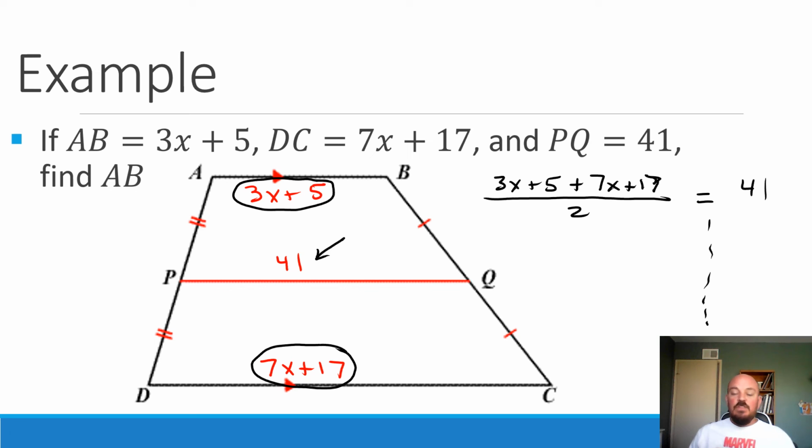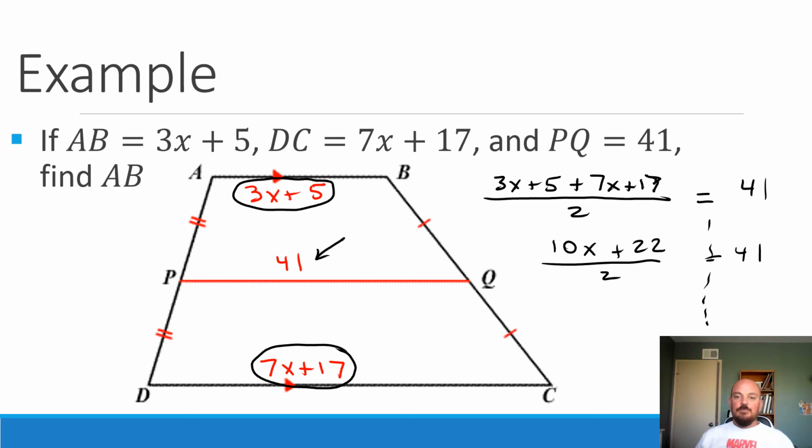Now, when I go to solve this one, let's combine like terms on that fraction part. I have 3x plus 7x would be 10x. I also have 5 plus 17, which would be 22. Now you have two choices here. Number one, I could do the same thing I did on the last question, and I could multiply both sides of the equation by 2 and just solve the question that way, and it would work just fine.